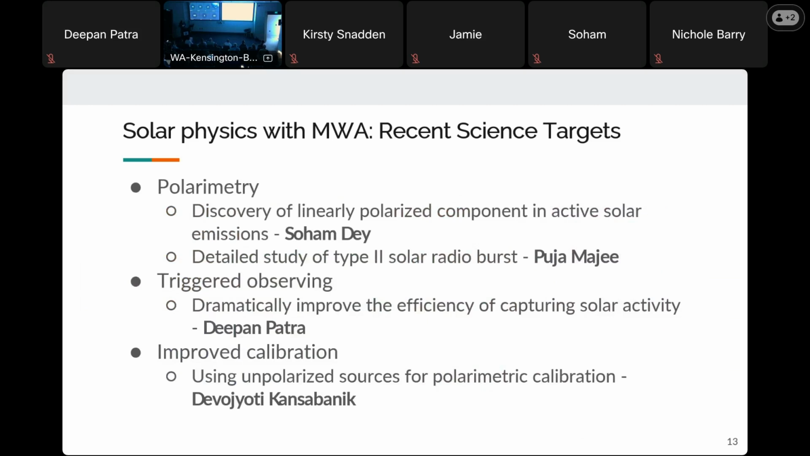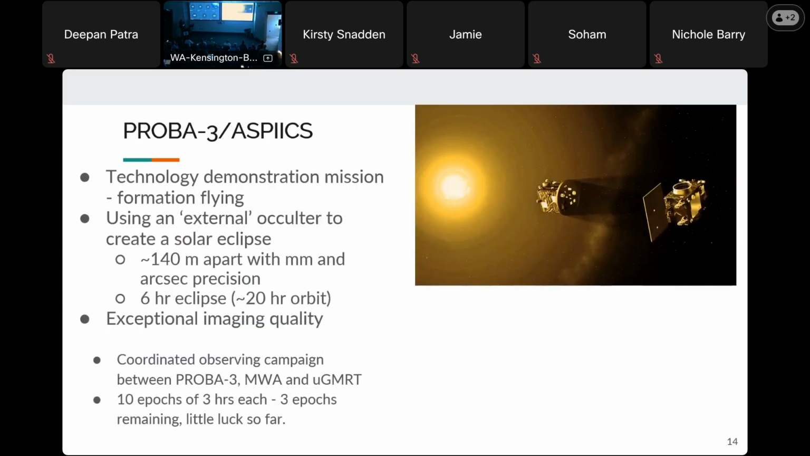Now, solar activity is inherently unpredictable. So if you want to improve your efficiency of observing, you need to figure out a way to trigger. That's what Deepan will tell you about. And some of the stuff about how we have improved our calibration is what Devajyoti will tell you.